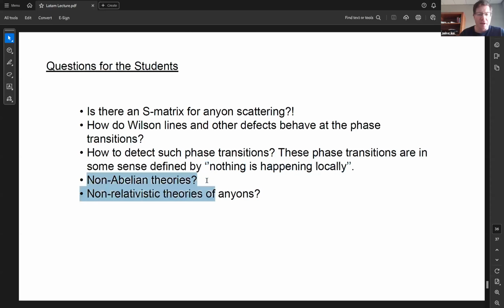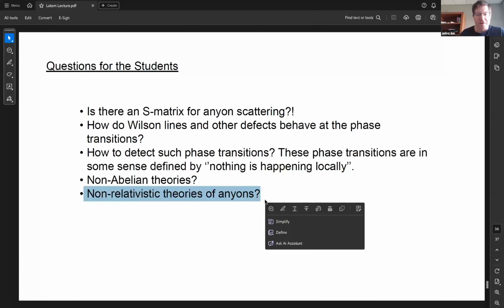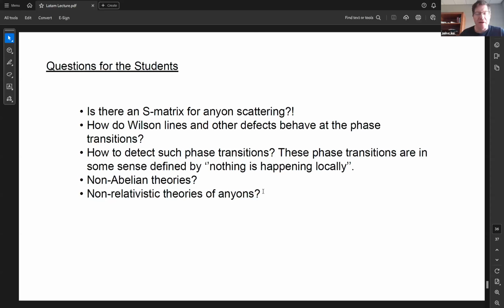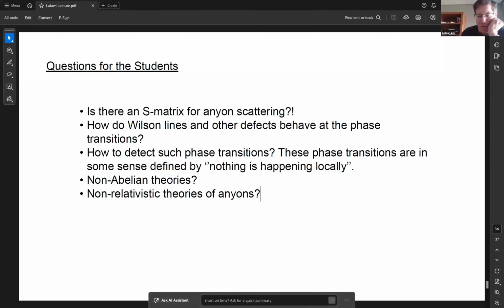What about non-abelian theories of anyons? I only discussed abelian theories of anyons. What about non-relativistic theories of anyons? What do we know about the scattering of anyons in non-relativistic theories? So these are all open questions for the students. I think I still have like 15 minutes if there are more questions to discuss.